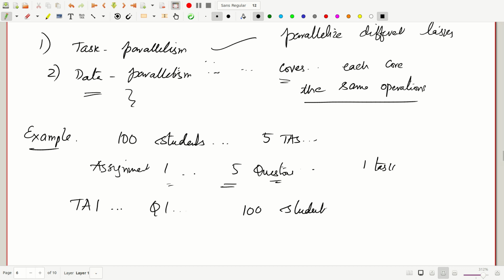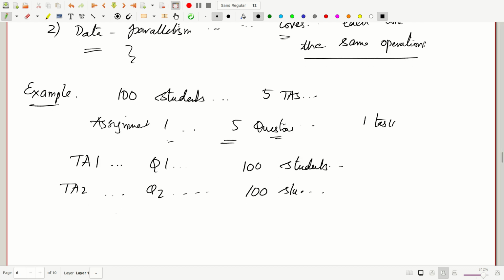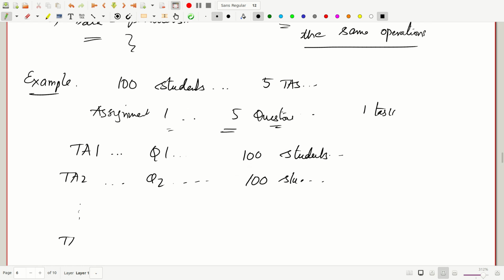Okay, now let's say question 1 is very different from question 2. Question 2 is something different, and TA2 would grade question 2 for all the 100 students. So essentially we are dividing it into different tasks and giving it to different cores or different processes, right? So teaching assistant 5 will grade question 5 for all the 100 students. And here essentially the disparity comes in, in that question 1 is different from question 2.